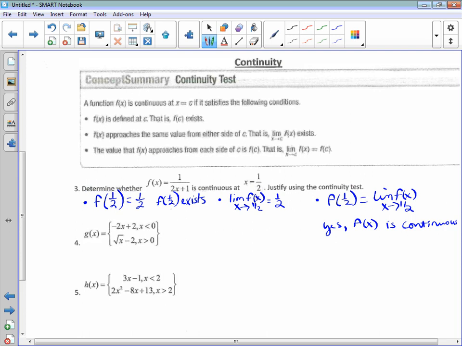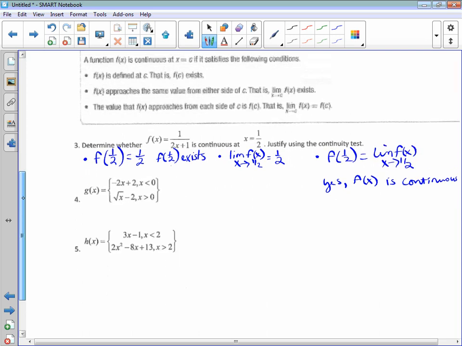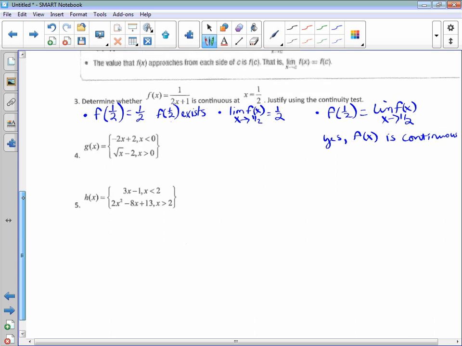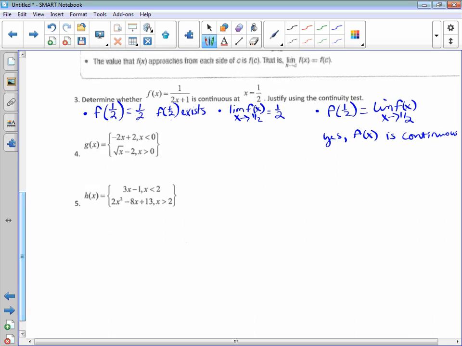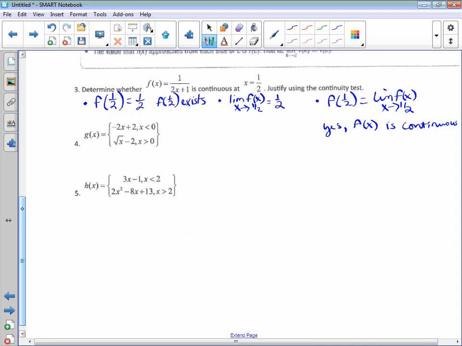If either your first or second bullet is a no, like if f of 1/2 didn't exist, you don't have to keep going, because at that point you know it's not going to be a continuous function. You're going to show what f of the value is and the limit, that they equal each other, so it is continuous. Remember, the first part of the IVT is that f is a continuous function.